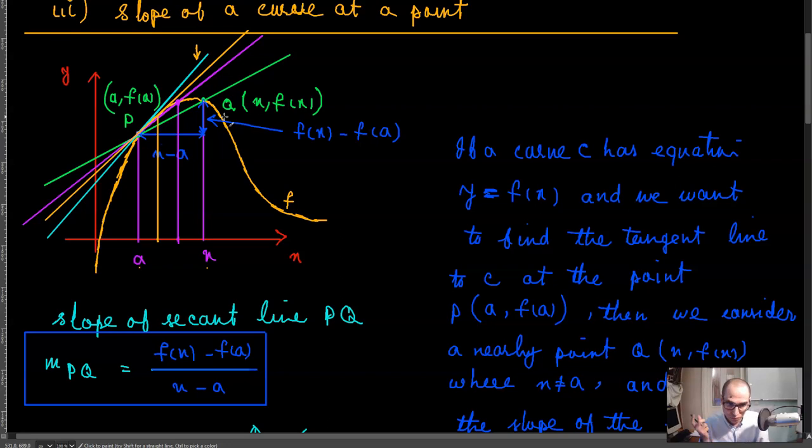It's actually a very interesting process, right? So in this process, we let Q, which is this point over here, approach P along the curve C by letting X approach A. And if M of PQ approaches a number M, for example, then we define the tangent T to be the line through the point P with a slope M, right?